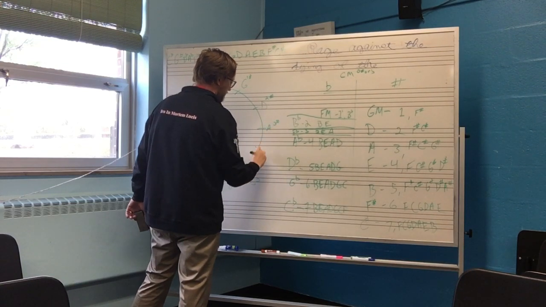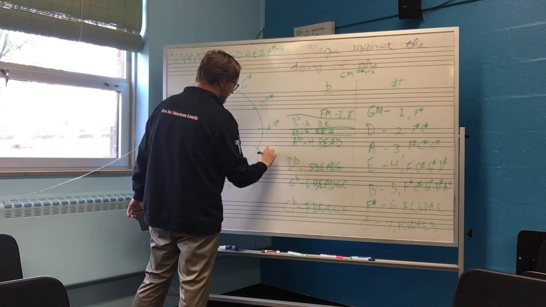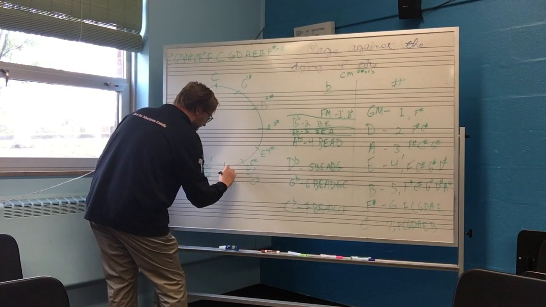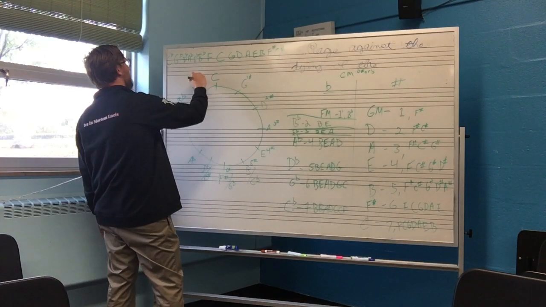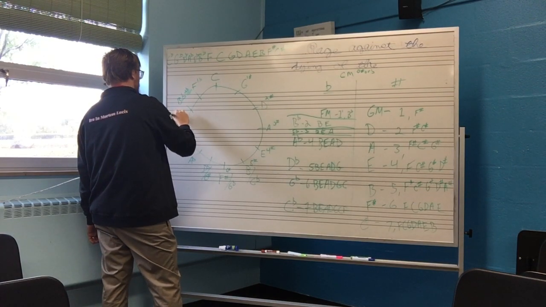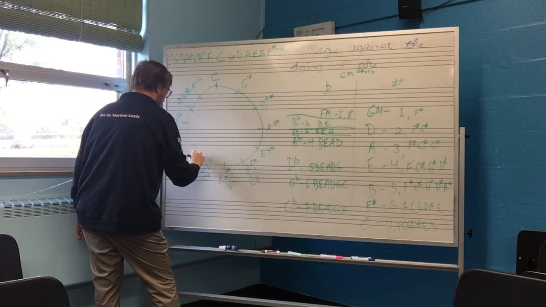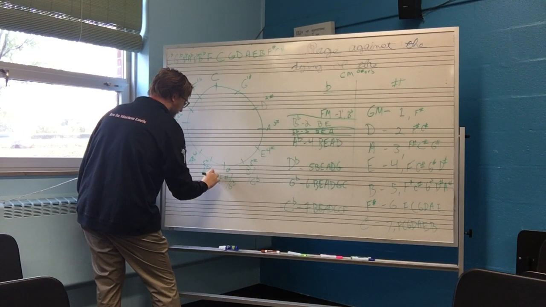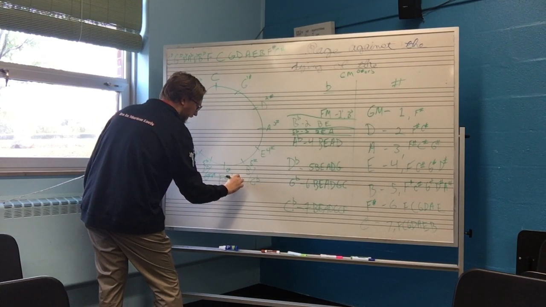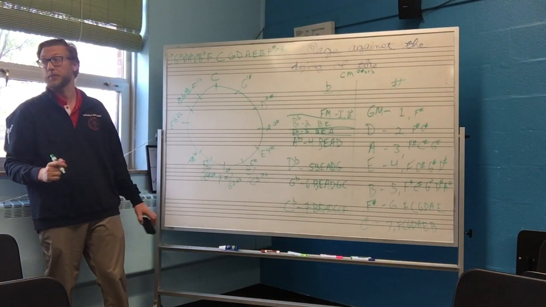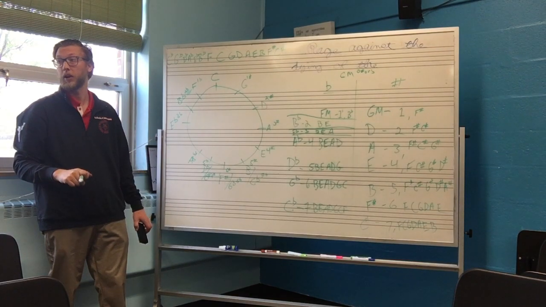3 sharps. E has 4 sharps, 5 sharps, 6 sharps. Let's go the other way. 1 flat, 2 flats, 3, 4, 5. C sharp had 7 sharps, by the way. 6 flats, 7 flats. You guys see a pattern yet?